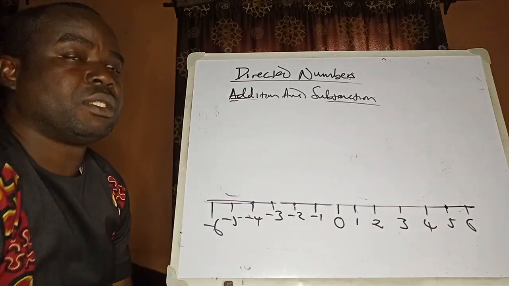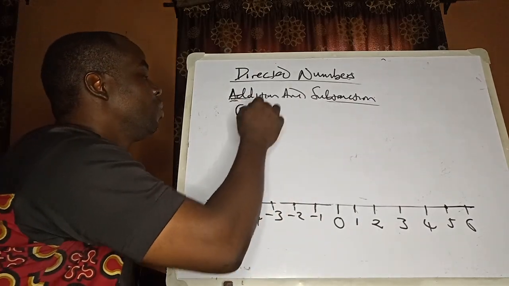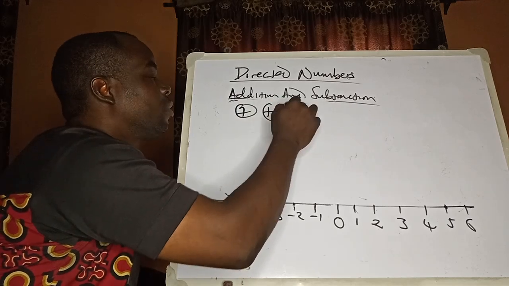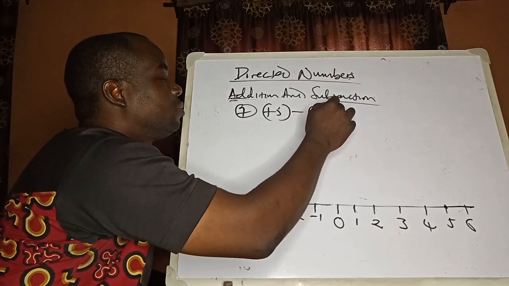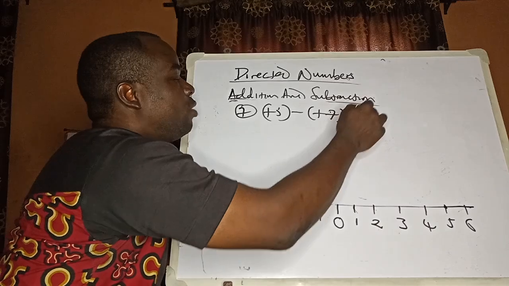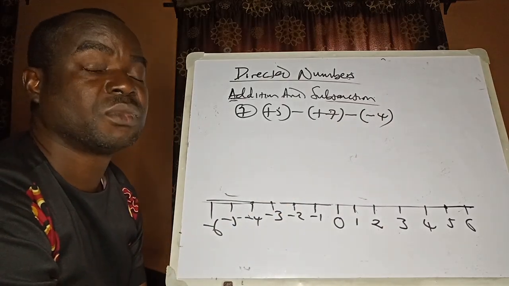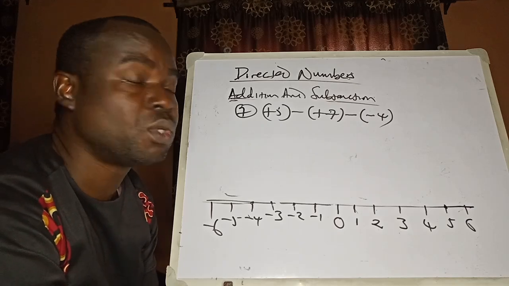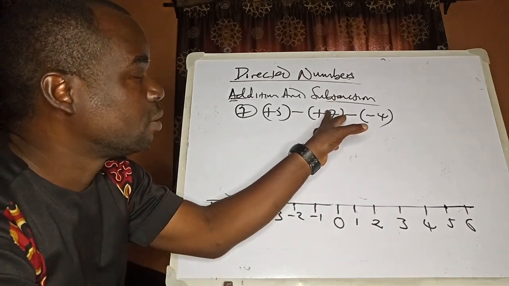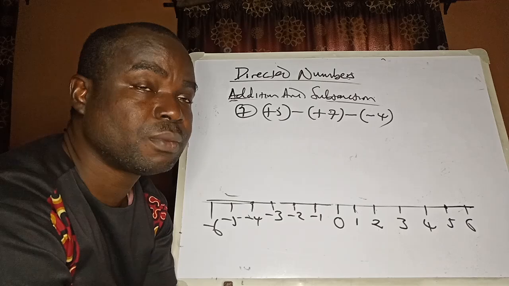Let me increase it a bit. Let's do plus 5 minus plus 7 minus 4. Let's solve this. It is very simple. Just know that when two signs come together, know what they will produce.